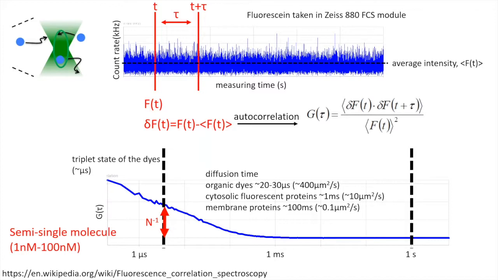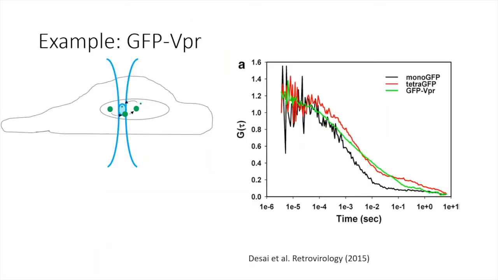FCS, it's kind of a semi-single molecule technique, which likes to see the dilute molecules in your focal volume in order to see the fluctuation. So for example, in our lab we did the FCS in the nucleus and saw how the GFP-VPR behaves in this focal volume.